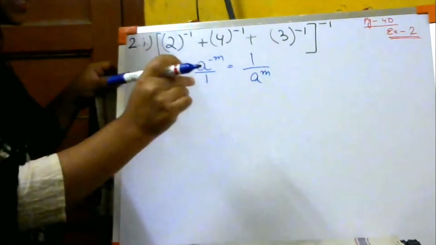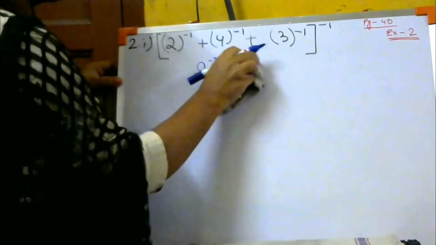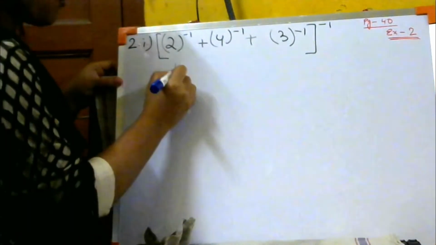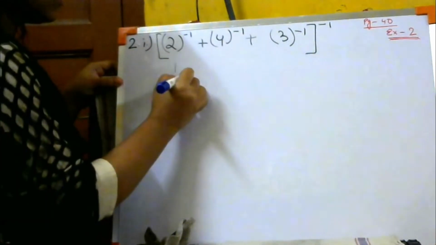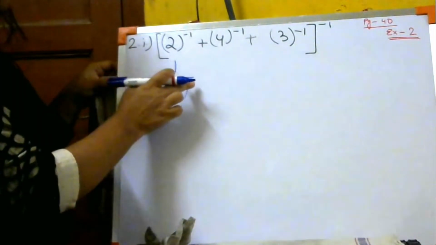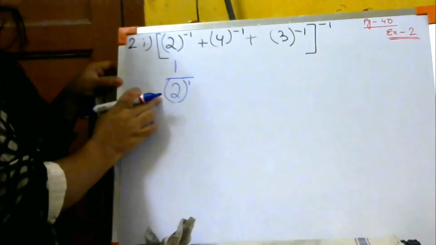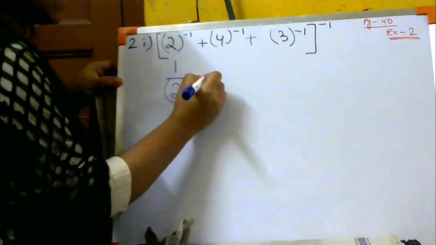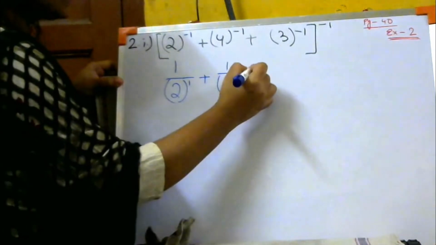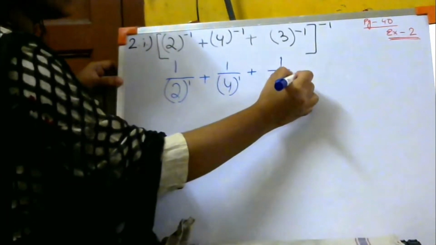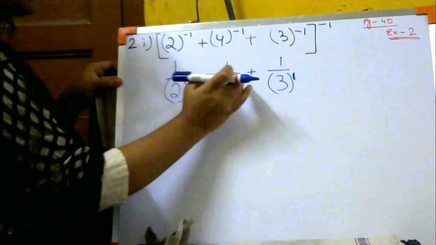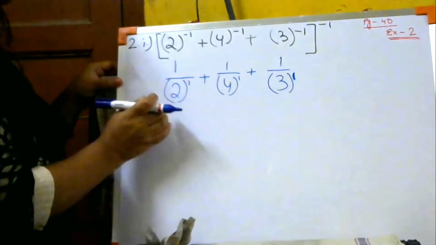Now we are going to apply this into this sum. So let us apply it. 2 to the power minus 1, how can I turn it to positive? 1 by 2 to the power 1. I think you understand what I am doing. I am making this 2 to the power minus 1 as 1 by 2 to the power 1, positive. Plus, same thing with 4: 1 by 4 to the power 1 plus 1 by 3 to the power 1. I hope you people are understanding. We are changing the power's minus sign into positive sign. How? We are applying the exponents first law.